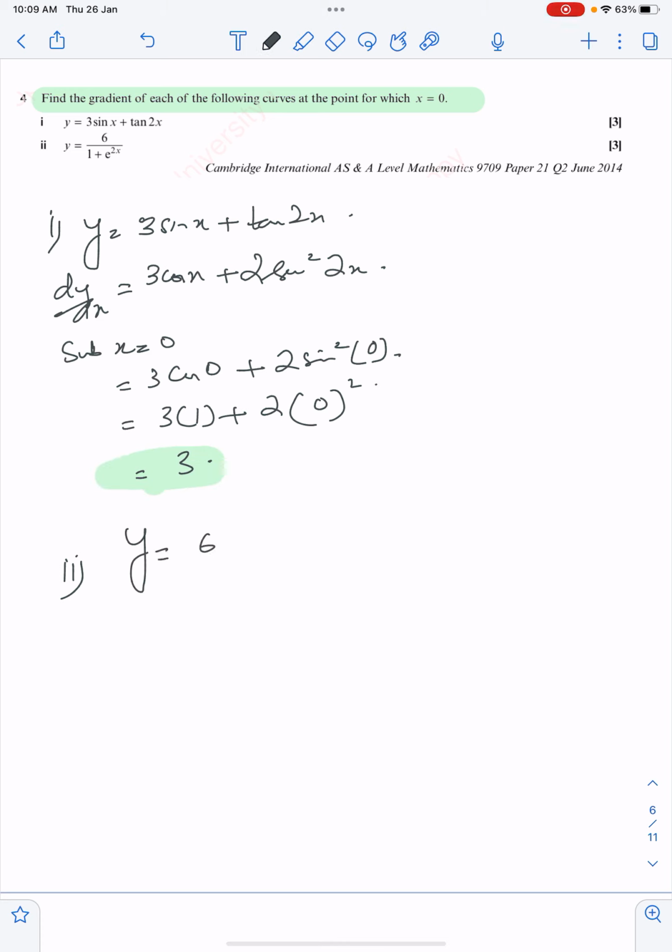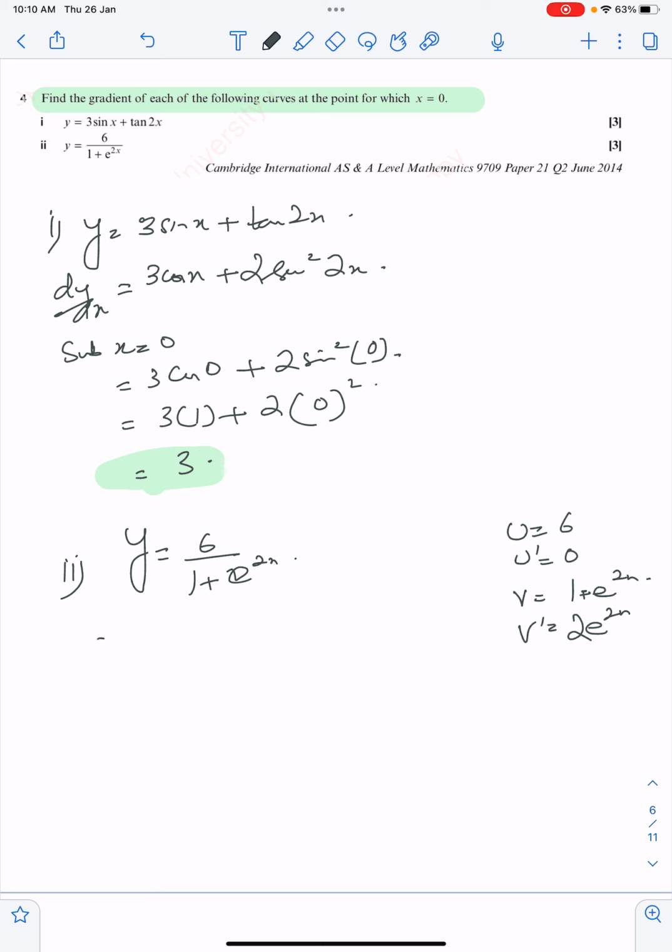y equals 6 upon 1 plus e to the power 2x. You're supposed to differentiate it and plug in x equals 0 now. I can shift this whole thing up in the numerator and make a power of negative 1 here, or I can deal with it with the u upon v formula. So writing u equals 6, u dash is going to be 0, v equals 1 plus e to the power 2x, so v dash is going to be e to the power 2x into 2.